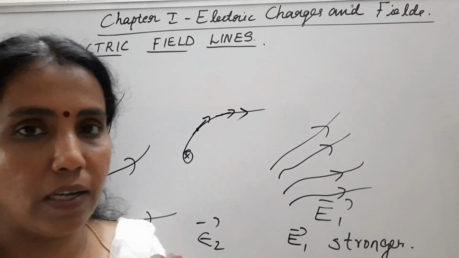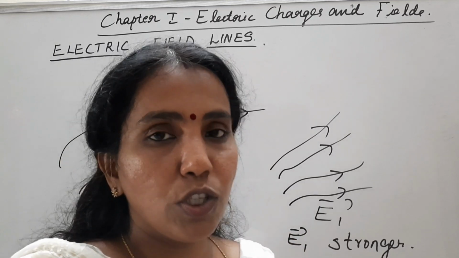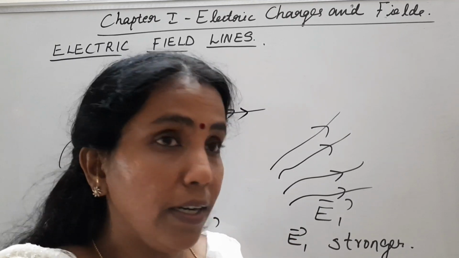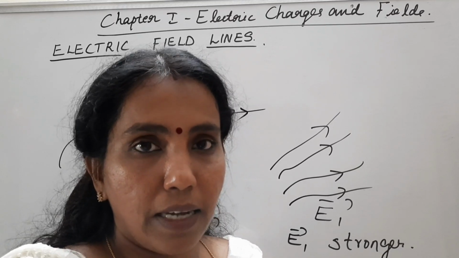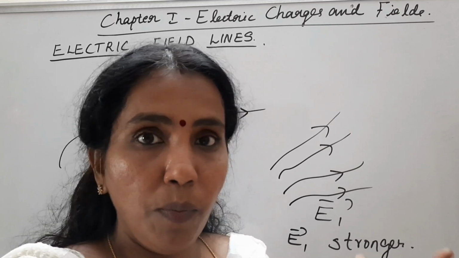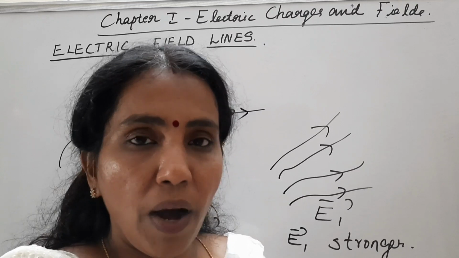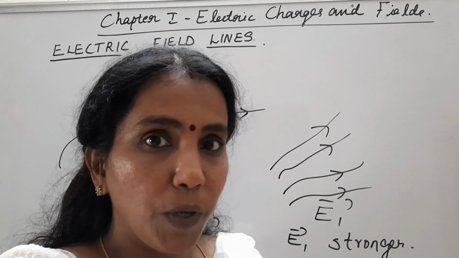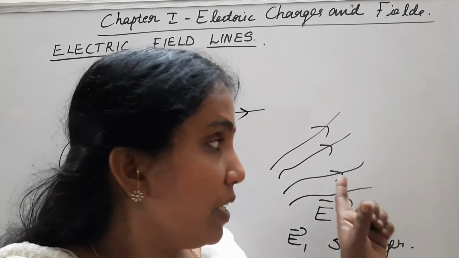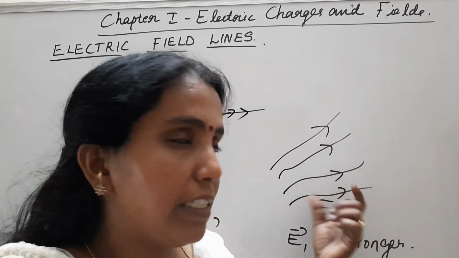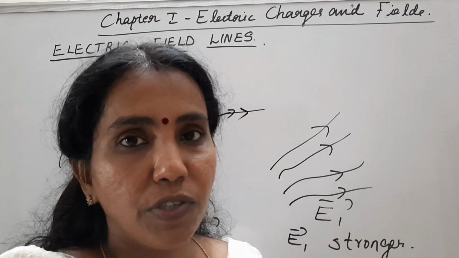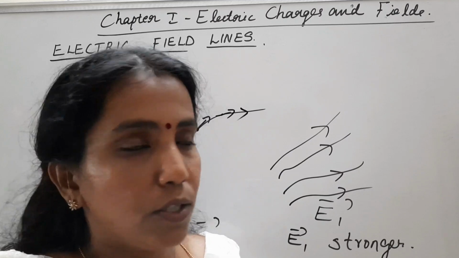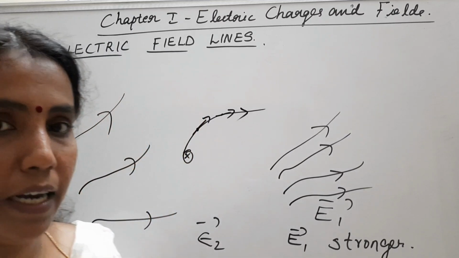That means looking at the relative closeness of field lines. So it is not the number of field lines actually that is important. There can be any number of electric field lines, but the number of electric field lines per unit area, we can say. That means, as we said here, the relative closeness is a measure of the strength of the electric field. So this is about the field lines.